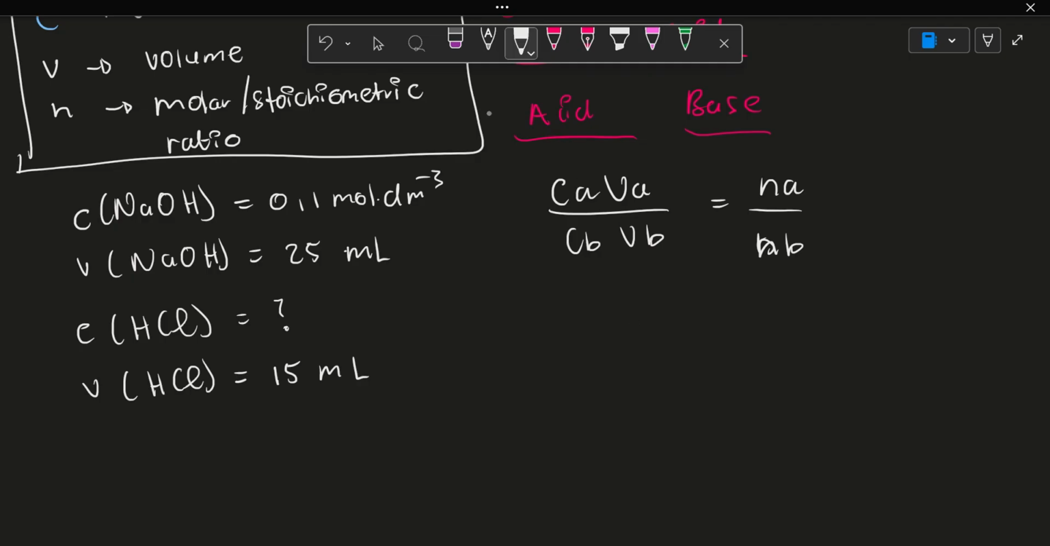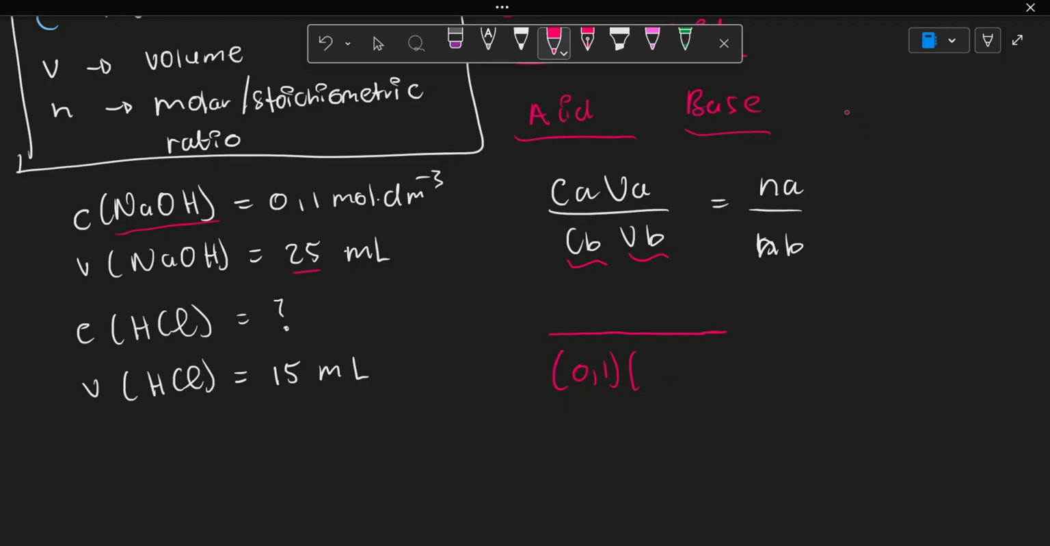Now, notice something. If I choose to say that my CB VB would be the concentration of a base with my volume of a base, then I say sodium hydroxide is my base. That means I would have in the denominator the concentration of my base, sodium hydroxide, which is 0.1, and the volume of my base, sodium hydroxide, which would be 25 milliliters. But notice this is in milliliters. We know that we want it in cubic decimeters.